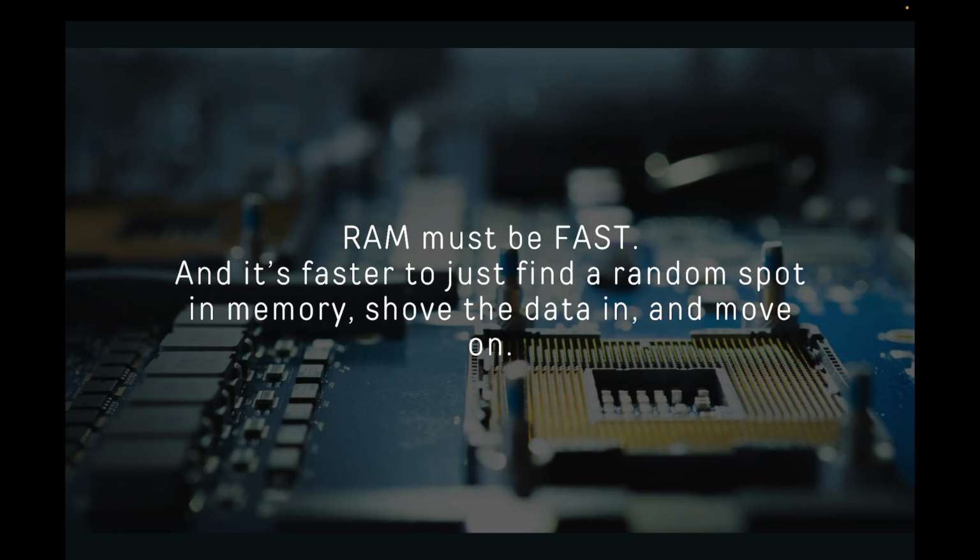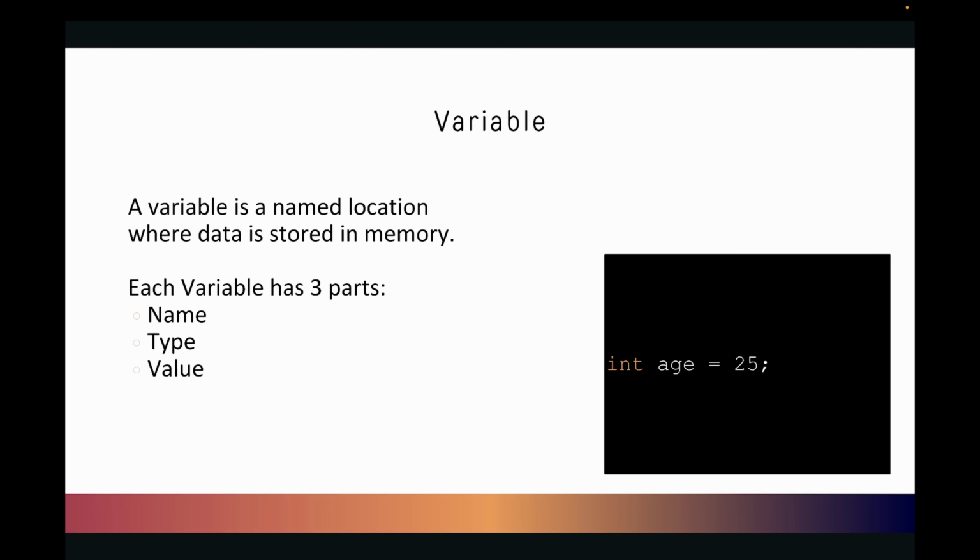RAM has to be fast. It's faster to store our data in a random spot. Shove the data in and move on. We track where it's at. We keep in mind where we stored the data, but we don't take time to make sure it goes to the right spot or anything like that, because that's just going to take too long. So let's talk about a variable.